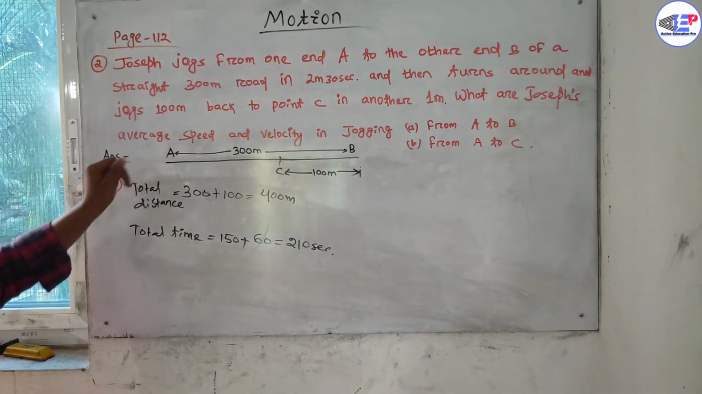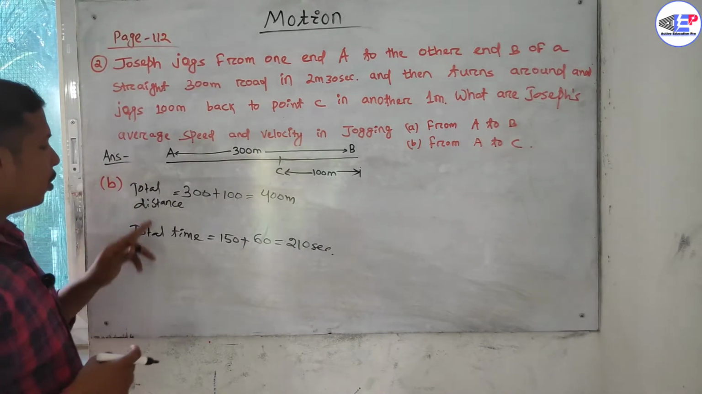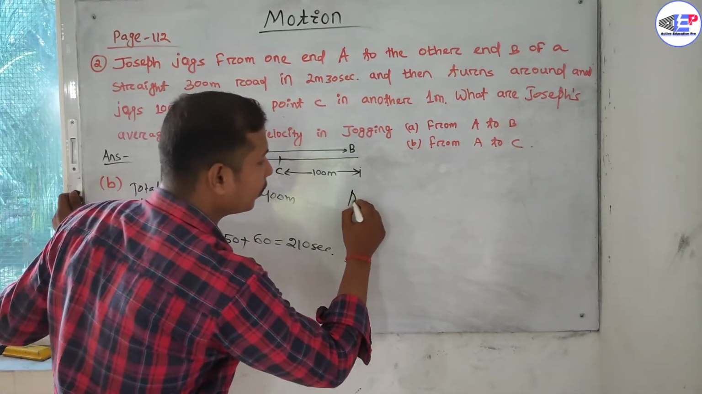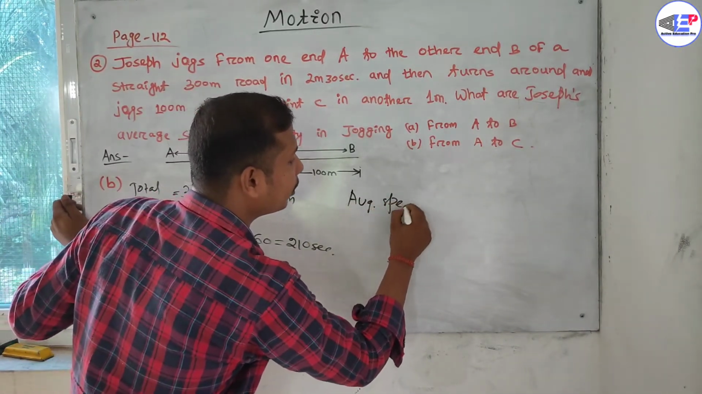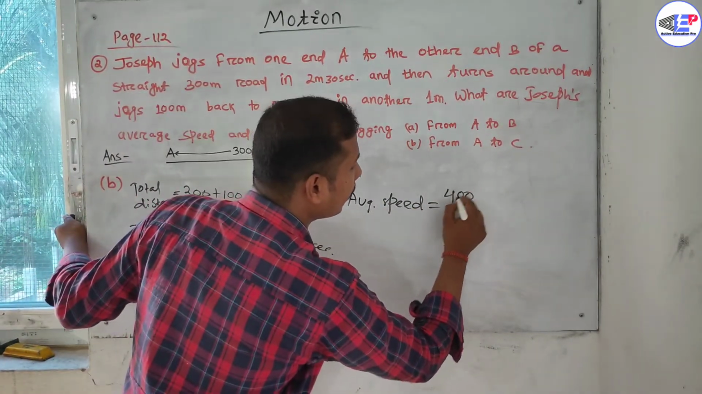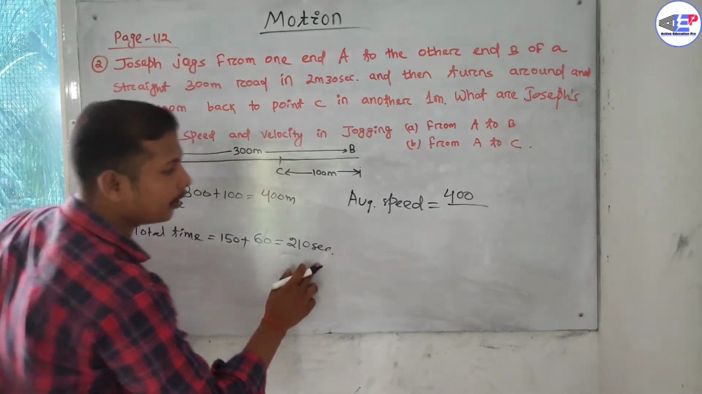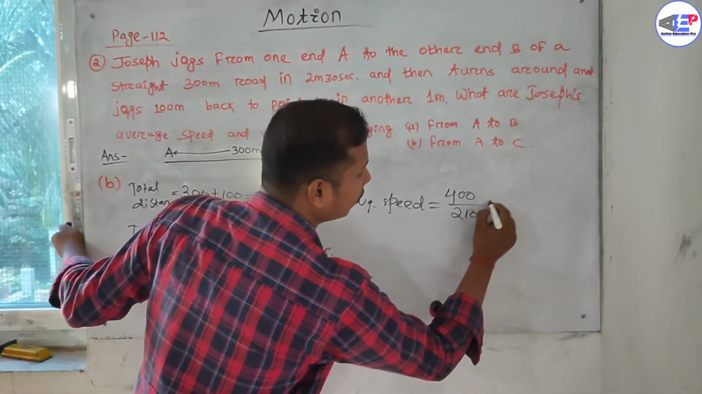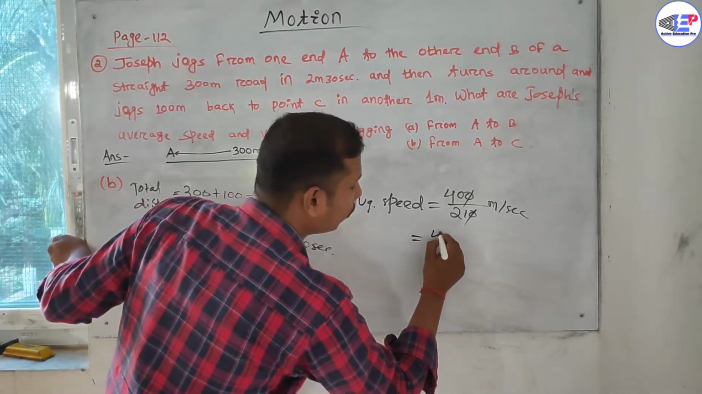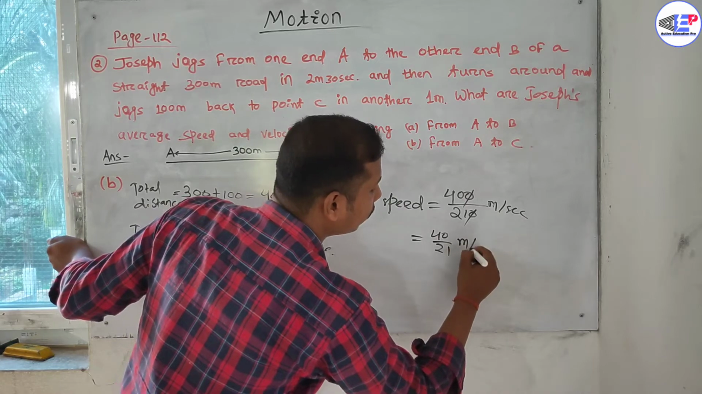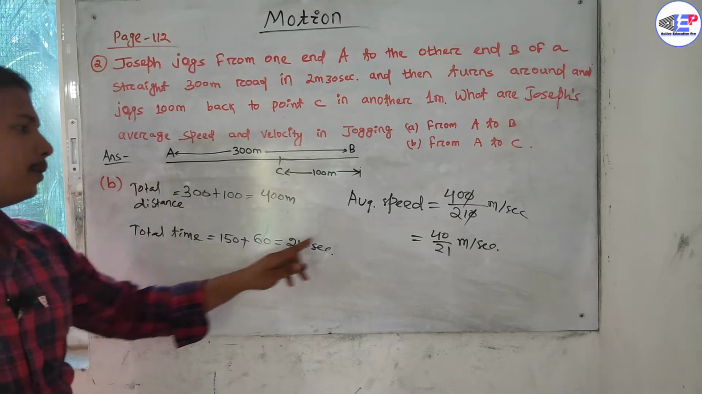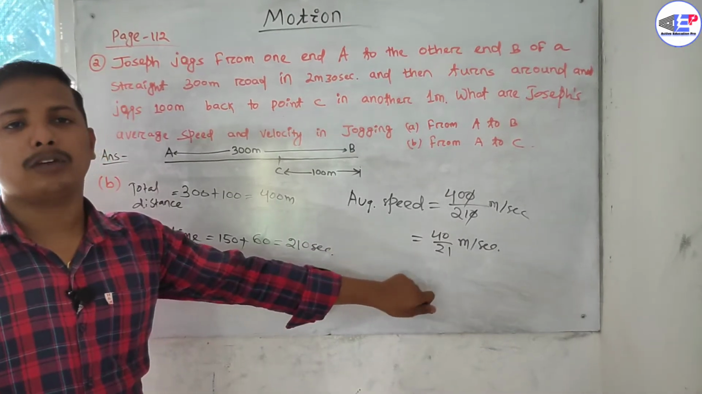We have to find out the average speed. We know that average speed is total distance covered by total time. So average speed becomes total distance 400 meter divided by total time, which is 210 seconds. 0 will be cancelled, so it will give 40 by 21 meter per second. So from point A to C, average speed becomes 40 by 21 meter per second.